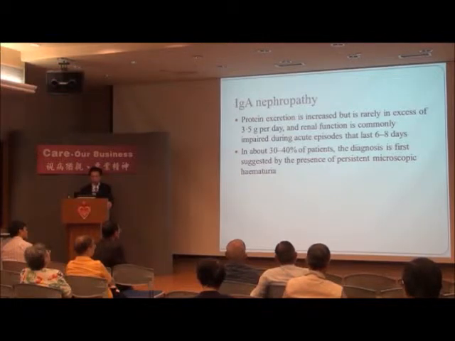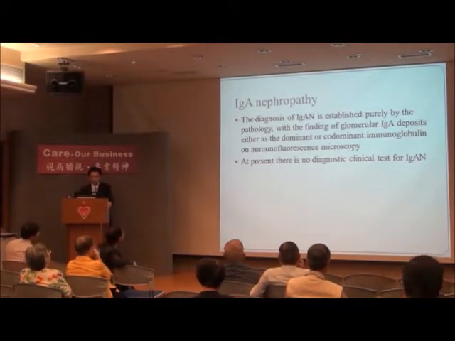In about 30 to 40% of patients, the diagnosis is first suggested by the presence of persistent microscopic hematuria. The diagnosis of IgA nephropathy is established purely by pathology. This is a renal biopsy, with the finding of glomerular IgA deposits, either as the dominant or codominant immunoglobulin, on immunofluorescence microscopy. At present, there's no diagnostic clinical test for IgA nephropathy.